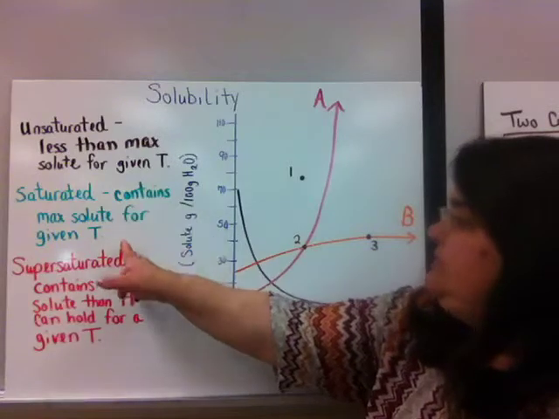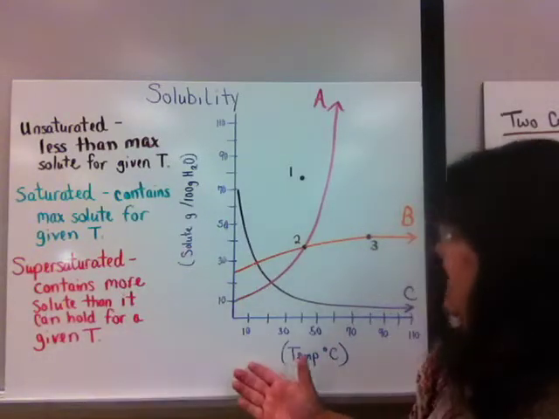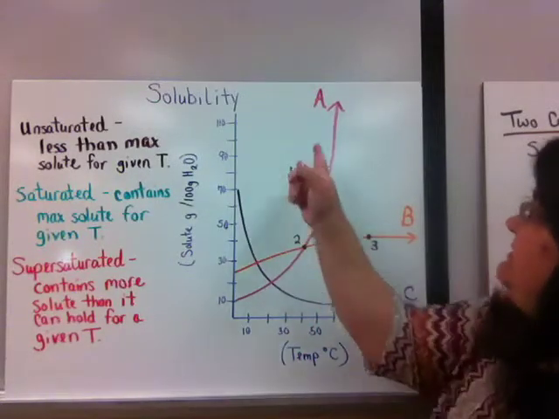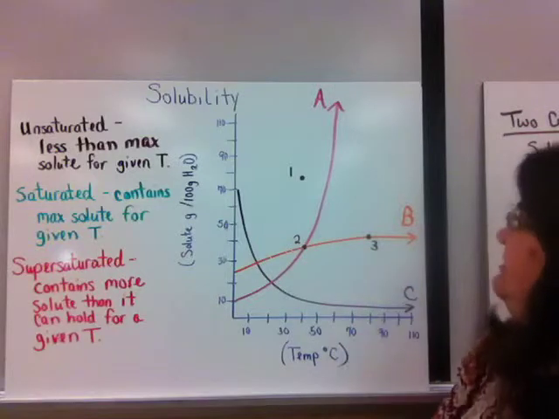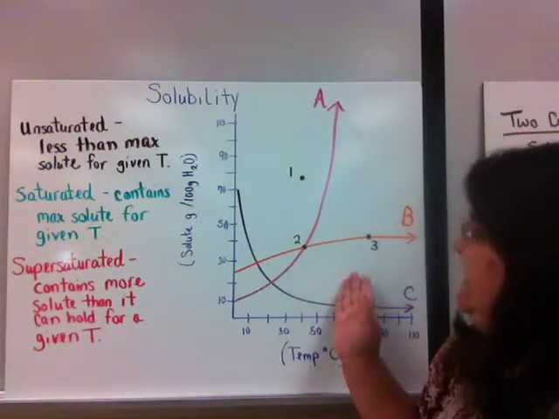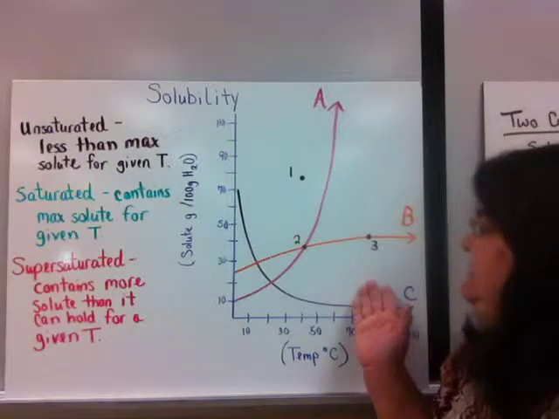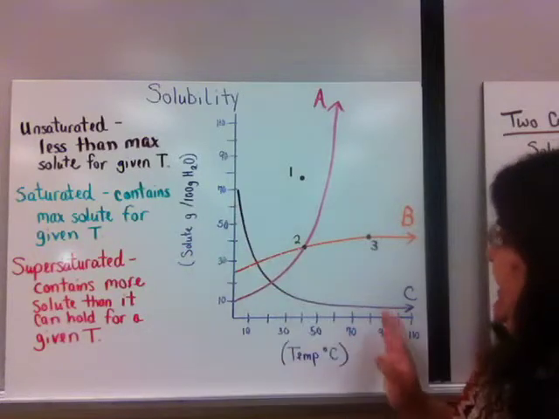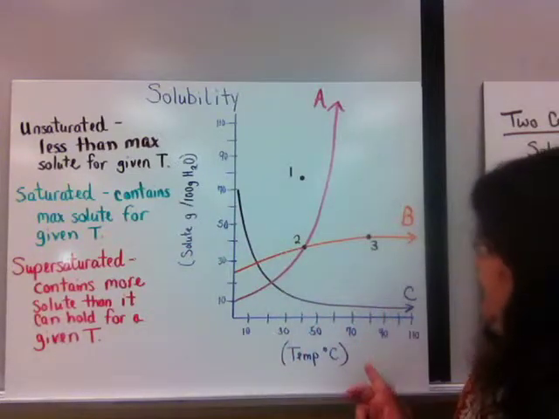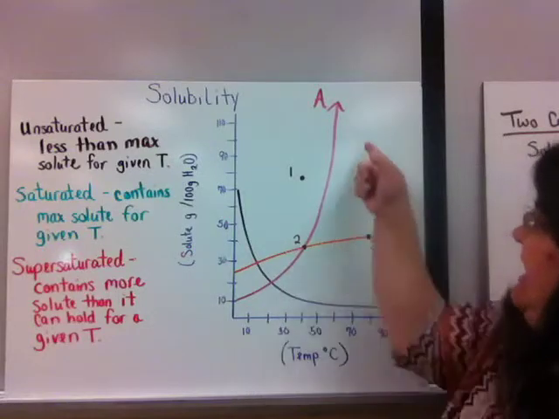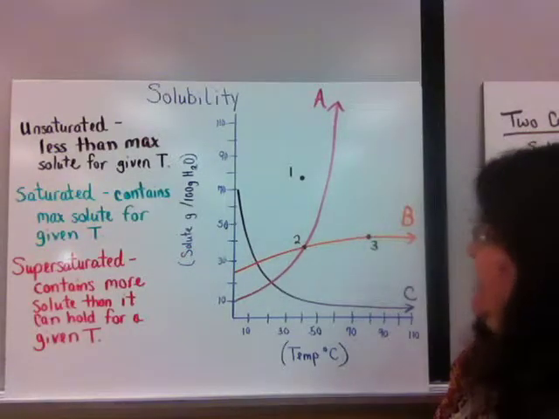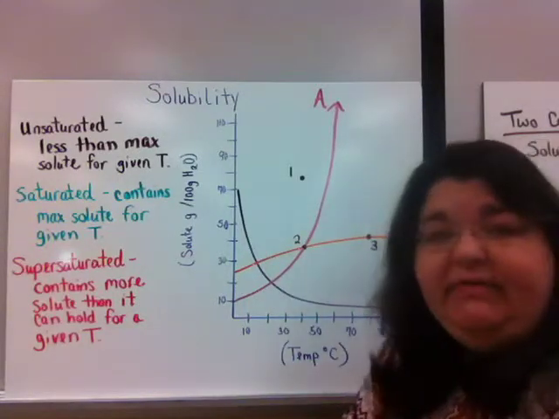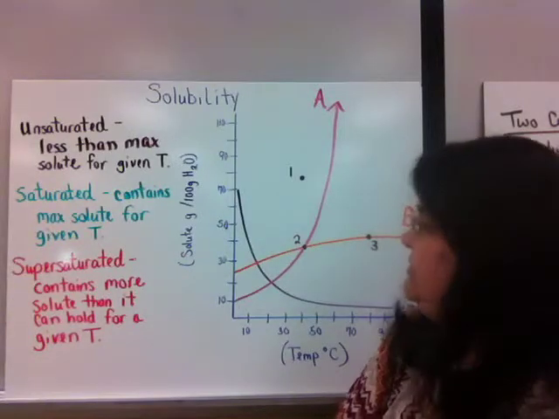Now, notice that all of these are related to temperature. So I have here a solubility graph that is comparing three different solutes. We have solute A, solute B, and solute C. Now, each of these solutes is affected differently by increasing temperature. Solute C is going to decrease solubility as temperature goes up. Solute A increases solubility dramatically as temperature goes up. And solute B is not really affected by the change in temperature.